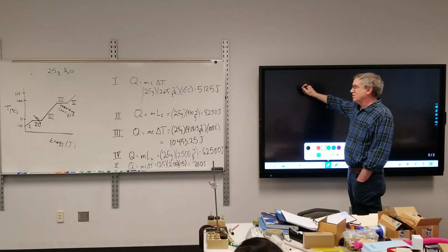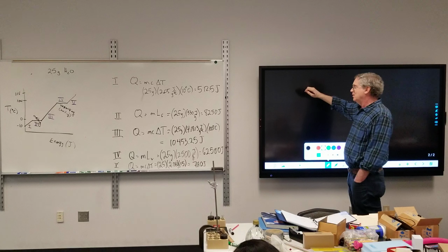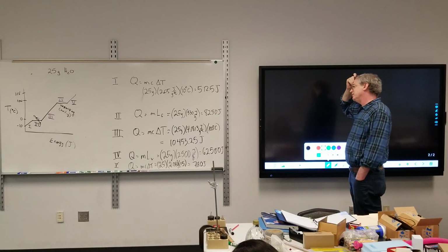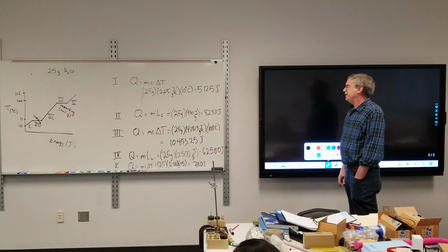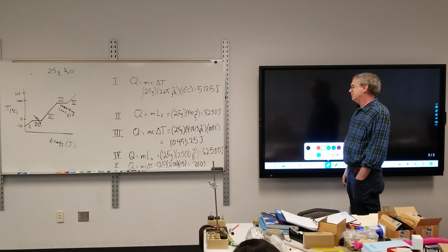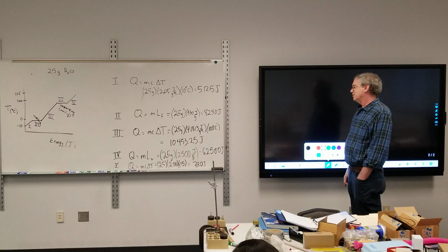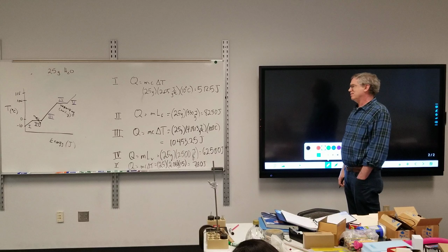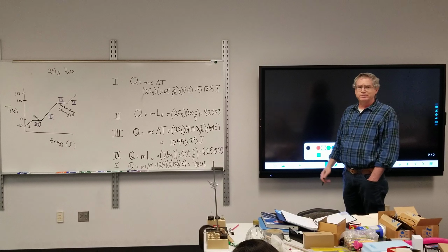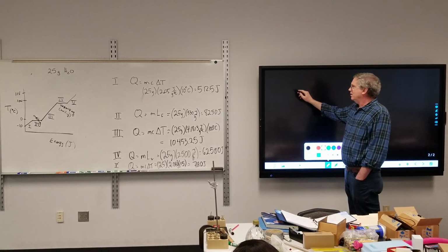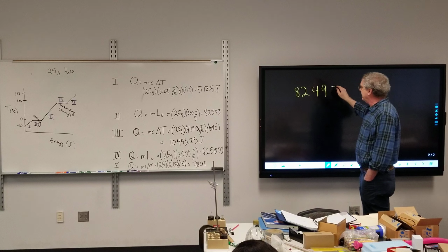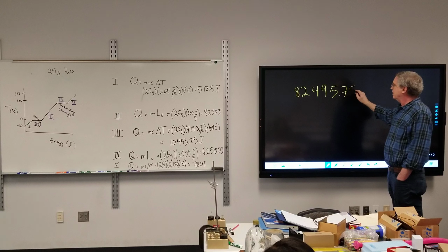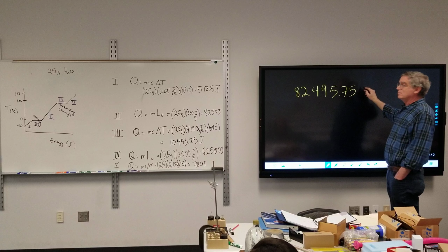I'm going to guess it's bigger than 62,000. 72, 80. 80,000 change. What do we get? 82,495.75 joules.